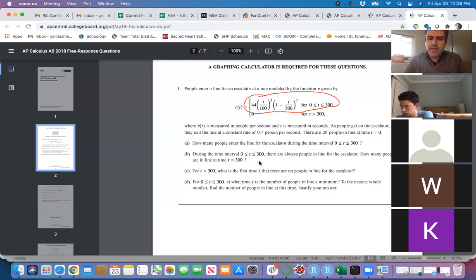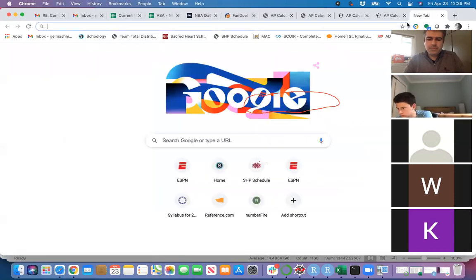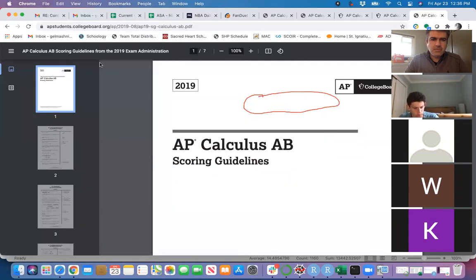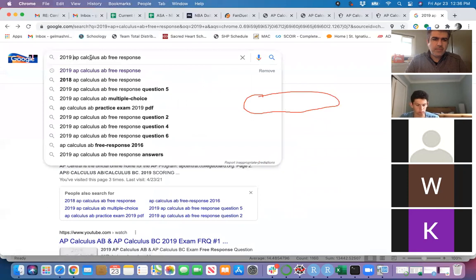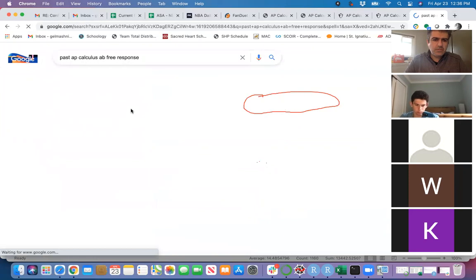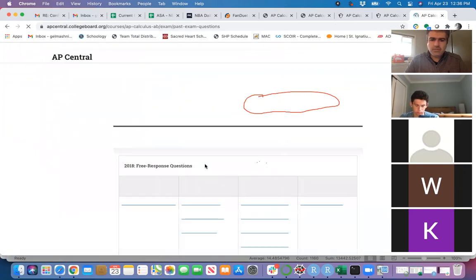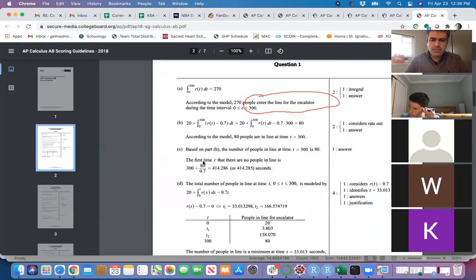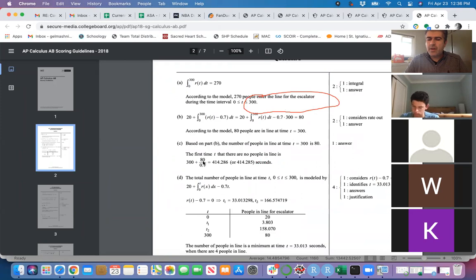Let me show you the answer key really fast. Oops, I went to 2018. Yeah, so you're integrating R of t from 0 to 300 and just use your calculator for that. You should get about 270 people.